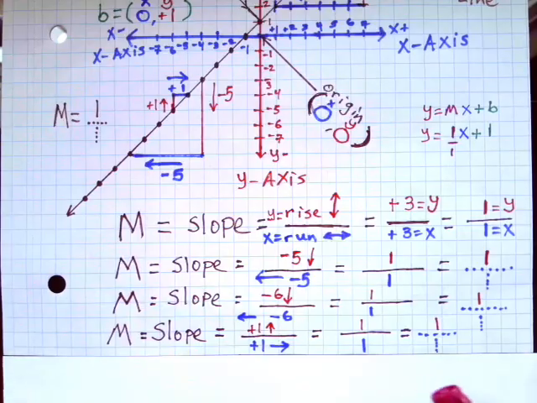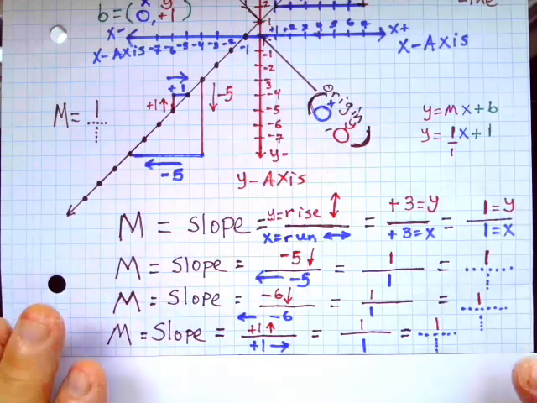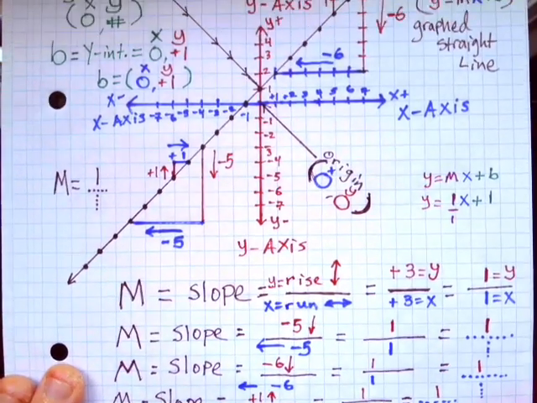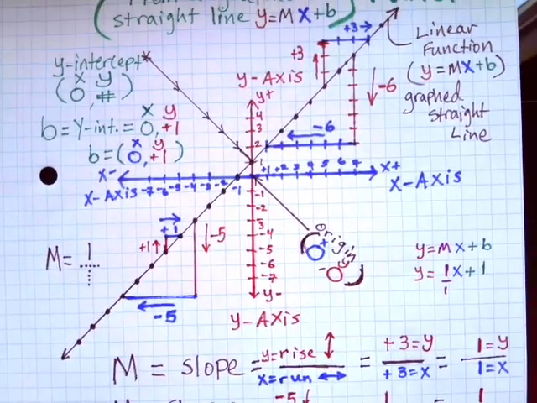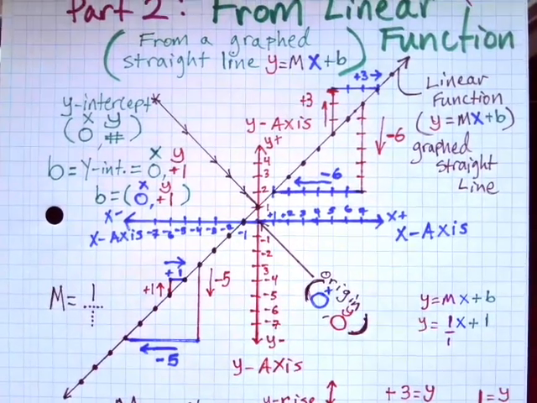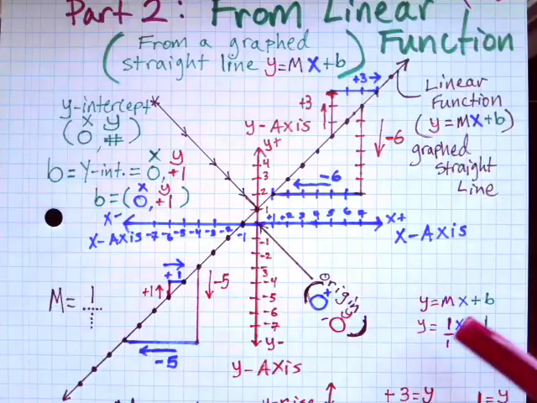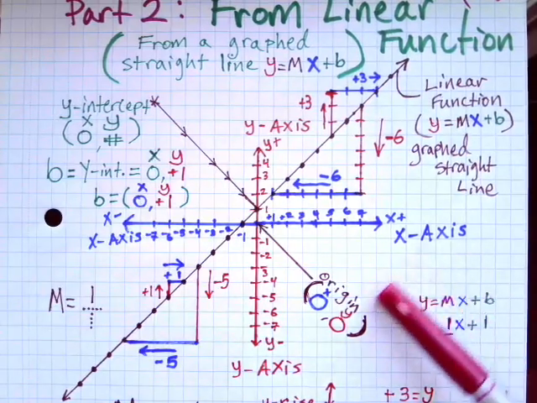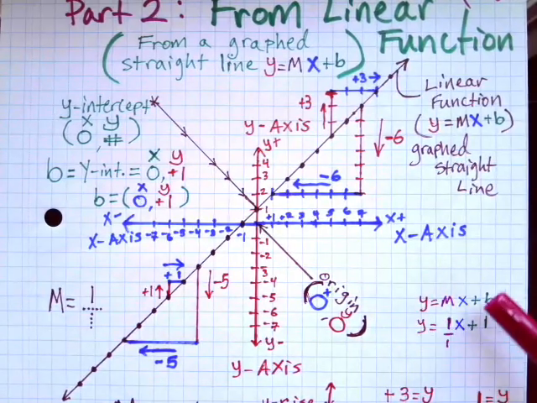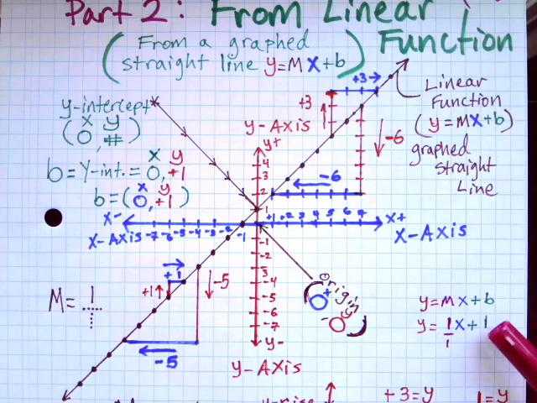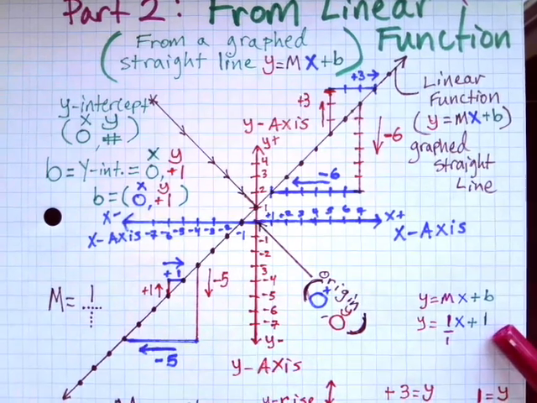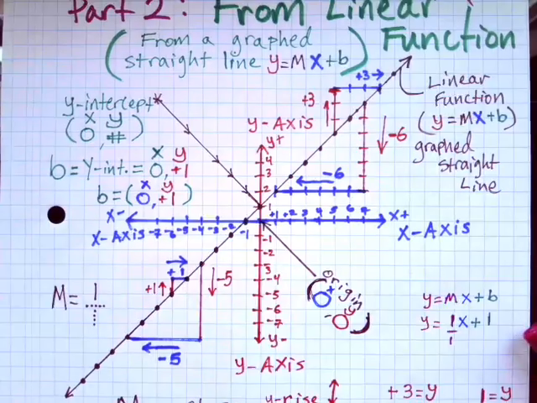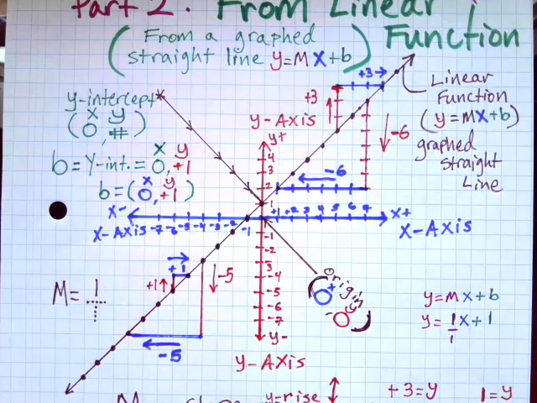So that is how you can use a graph in order to find what the equation is. Y equals mx plus b. Substitute your m, substitute your y-intercept, the b value. You've created that equation. Hey, math is easy. Take it step by step.